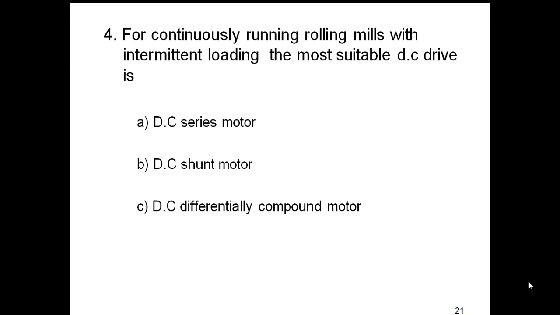And the fourth question is, for continuously running rolling mills with intermittent loading, the most suitable DC drive is option A, DC series motor. Option B, DC shunt motor. Option C, DC differential compound motor. And option D, DC cumulative compound motor. The answer is cumulative compound DC motor.